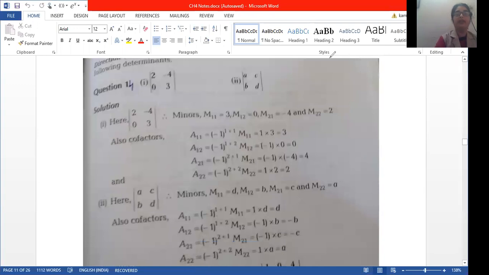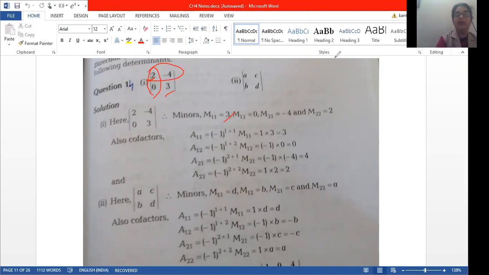Just see, if you have to find the minors and cofactors, how can you find them? The question is to find the minors and cofactors in both the questions. So we'll do the first part, the second part you can do by yourself. Just see M11, this is your element a11. Leaving this column and this row in which this element lies, we are left with 3. So 3 will be M11.